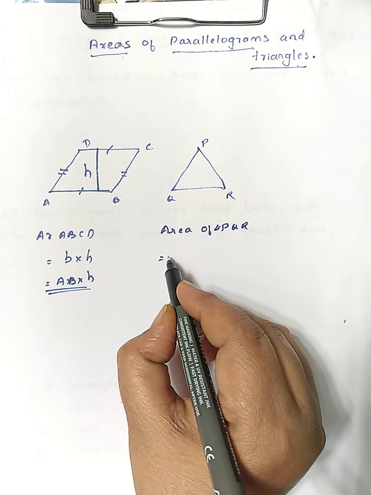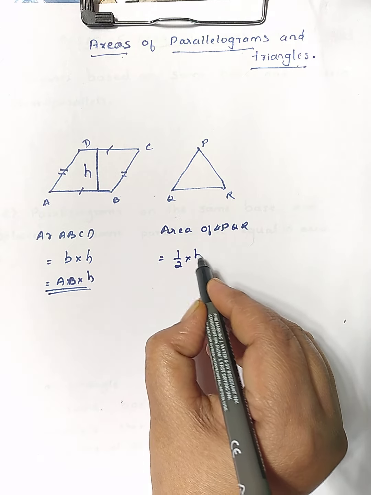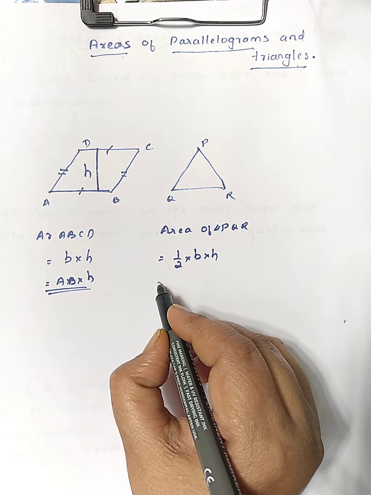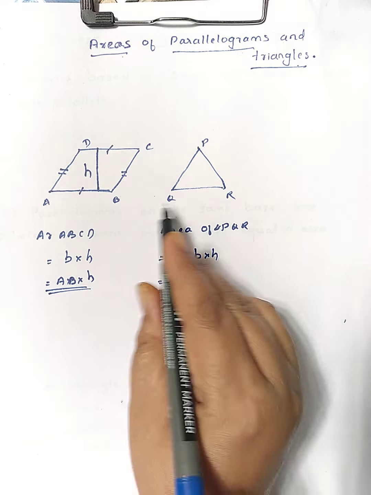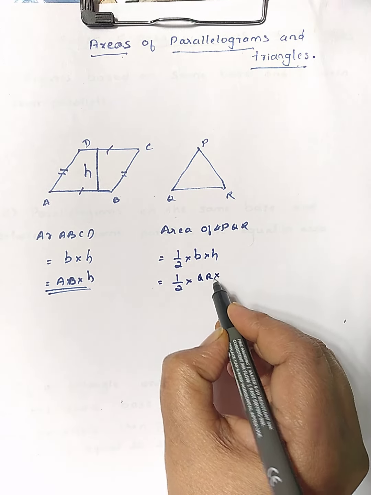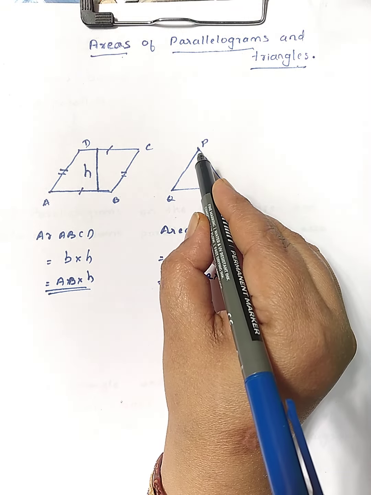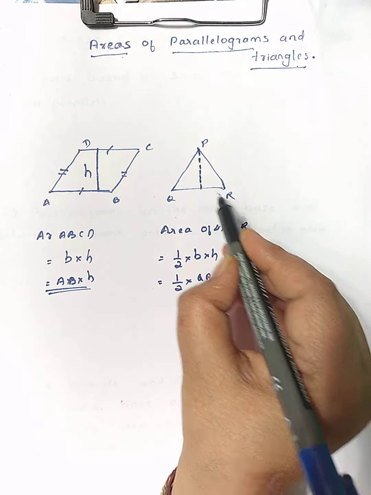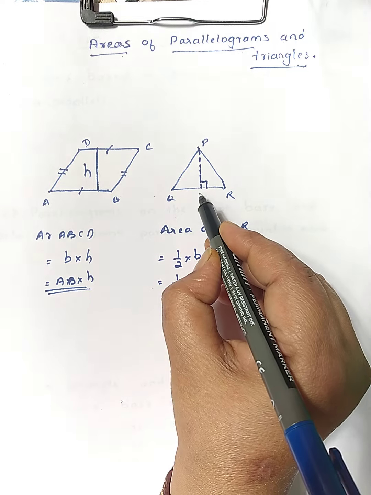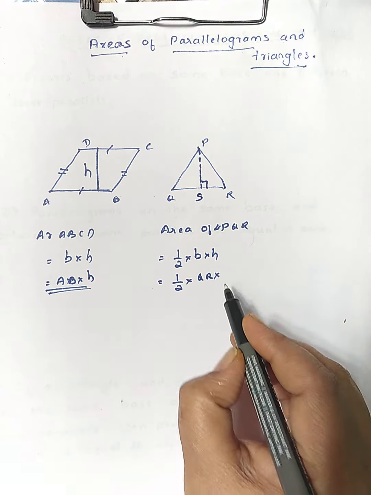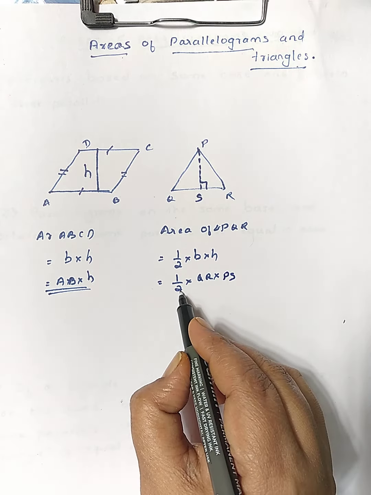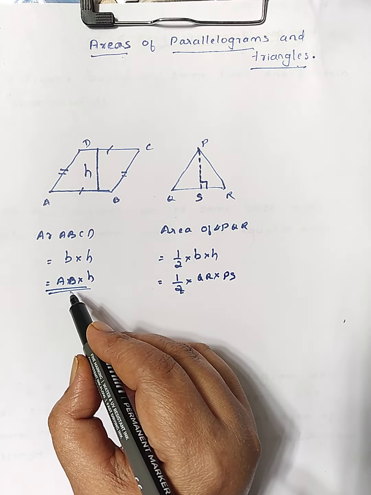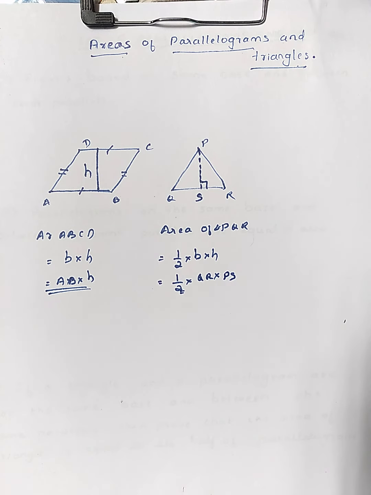And coming to the area of a triangle, the formula is half base into height. Half base into height. That is, half base is QR and height is here also. This is the perpendicular drawn from the opposite vertex to the base, this PS. So this is the area of a triangle and this is the area of a parallelogram.